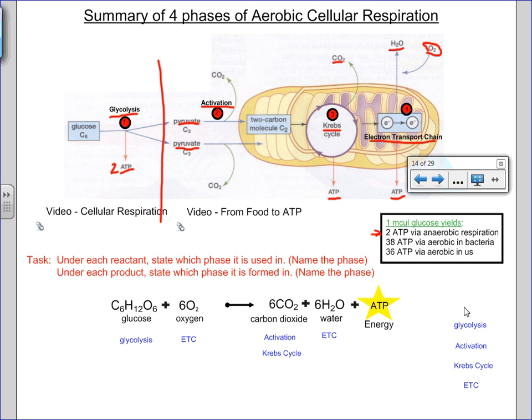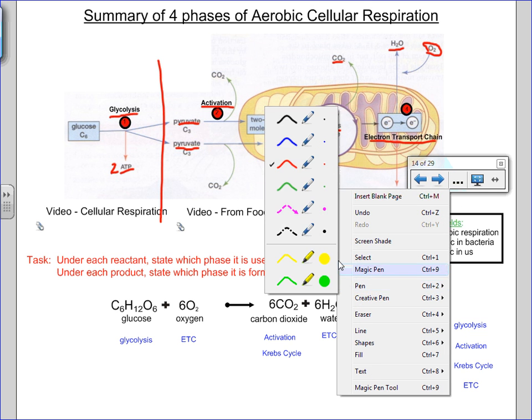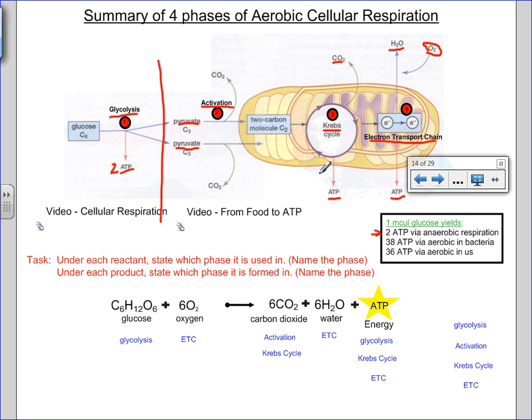And ATP, we get a couple during glycolysis, none during activation. We get a couple during the Krebs cycle, but most is produced through the electron transport chain. So I cannot stress enough how important this is. In order to make everything past glycolysis run, we have to have oxygen available to us.